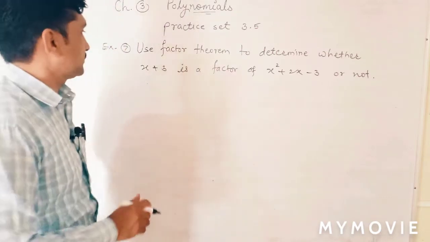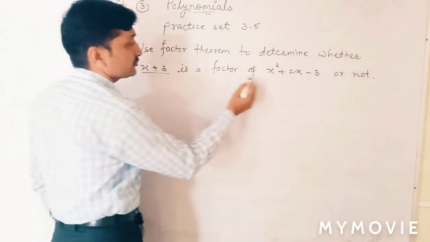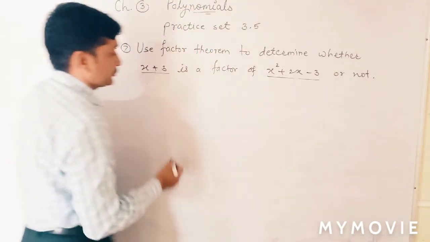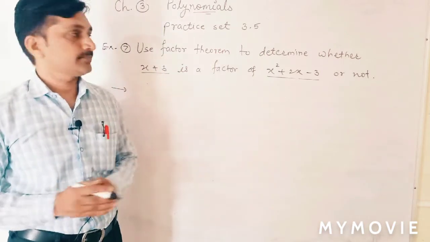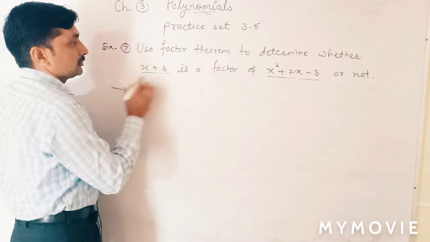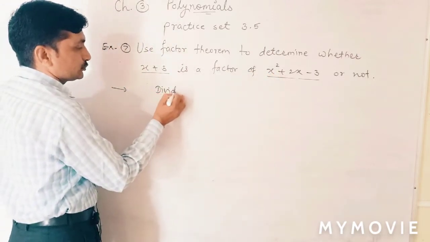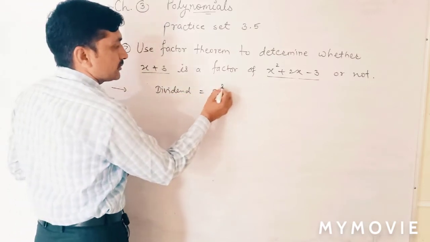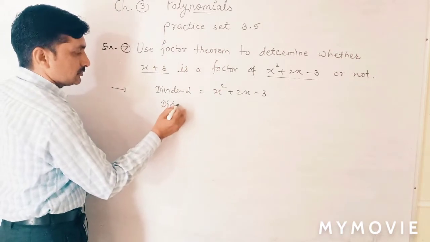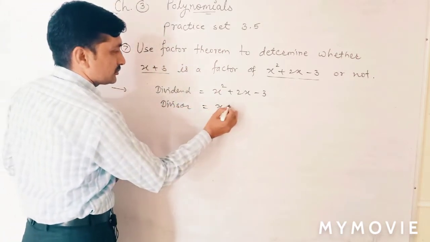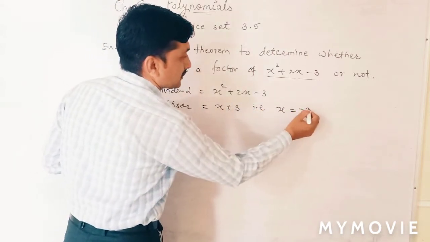Example number 7. Use the factor theorem to determine whether x plus 3 is a factor of this polynomial or not. We have to find whether this is a factor by the factor theorem. This is the dividend, the polynomial: x square plus 2x minus 3. The divisor is x plus 3, that is x is equal to the opposite of plus 3, which is minus 3.